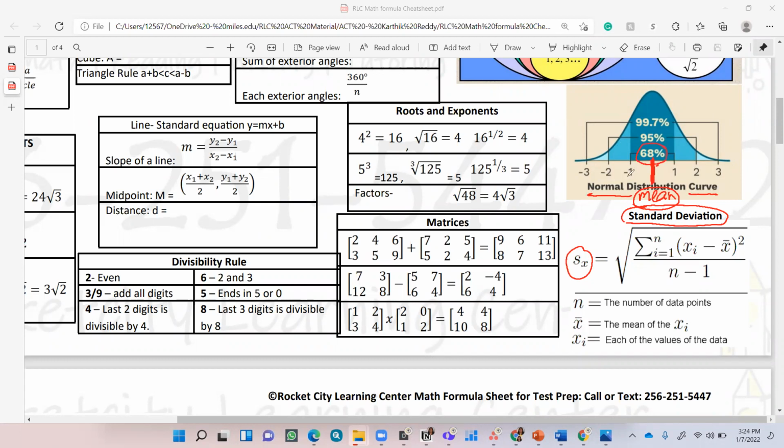68% of the data will be between plus or minus 1, meaning plus or minus 1 times the standard deviation. 95% of the data is between plus or minus 2. And 99.7% of the data is between plus and minus 3.